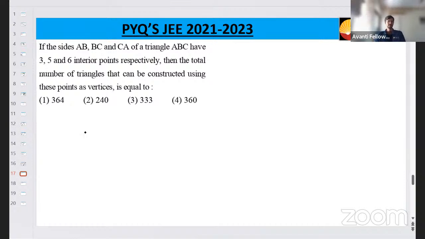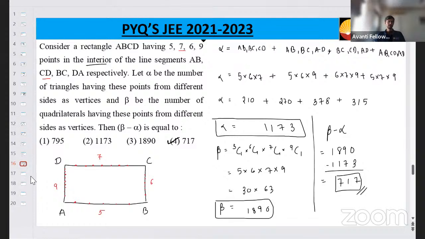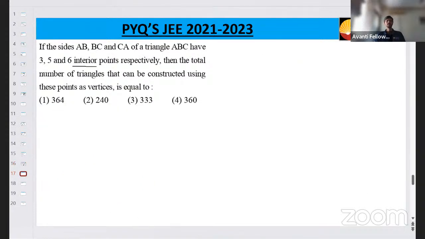Chalo. What does this question say? It says that if sides AB, BC and CA of a triangle have 3, 5 and 6 points interior. यहाँ पे भी देखो interior mention किया है. In previous question also, the word interior was mentioned. So I think interior means हम लोग जो समझ रहे थे वो same ही, right?